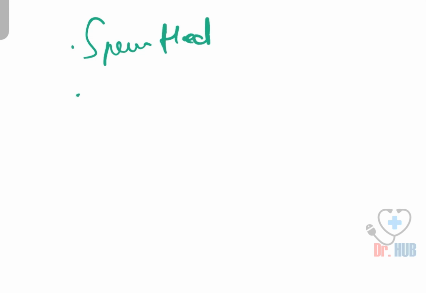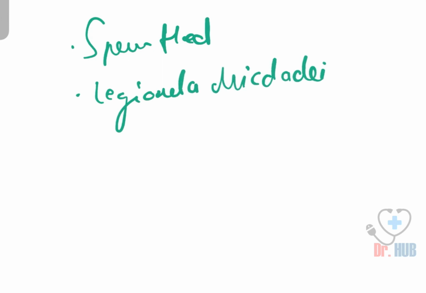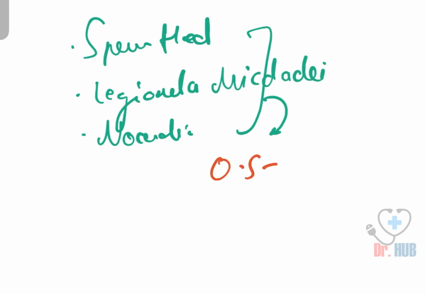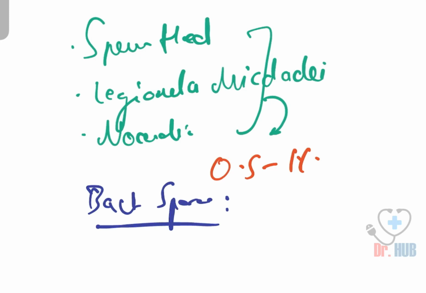Next, in case of the sperm head, so sperm head and the Legionella micdadei and Nocardia. So in these cases, the sulfuric acid for decolorization is 0.5 to 1%. Next, looking at the bacterial spore. In case of bacterial spore, the decolorization is 0.25 to 0.5%.